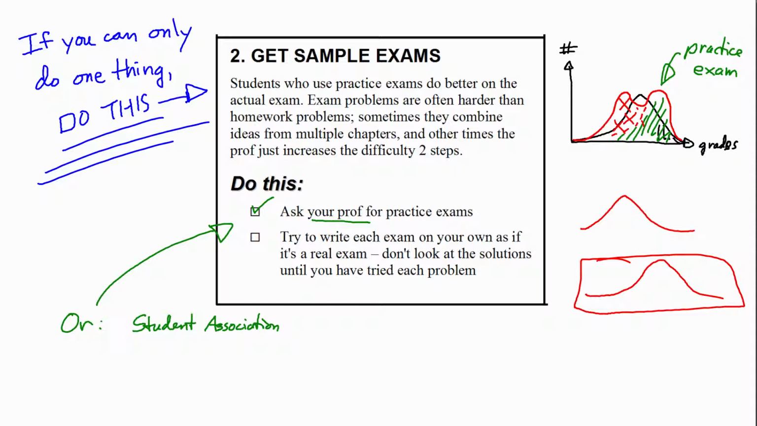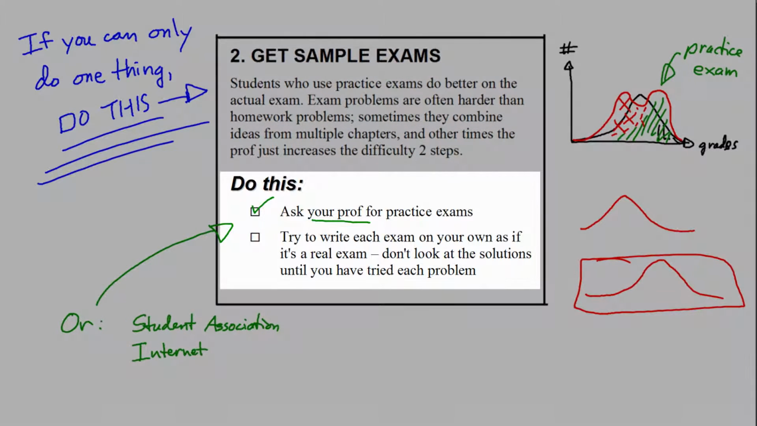So if you can, definitely get them from your prof. But if that doesn't work, check your student association, and you might be able to find something helpful from the internet, from Google. It's better than nothing to have something from the internet. Ideally, you want it from your prof, or at least from other profs at the same school in previous years that you might get from the student association, but it could also work from the internet.